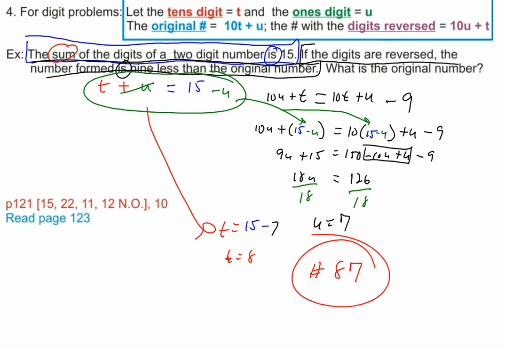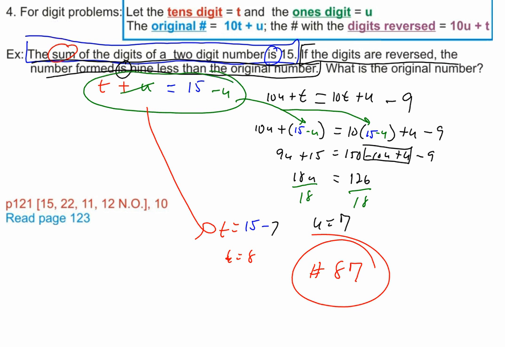Does my answer make sense? 8 and 7 equals 15. And reversed, 78 is 9 less than 87. Oh, it works.